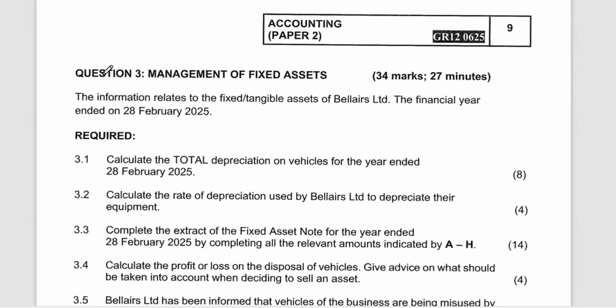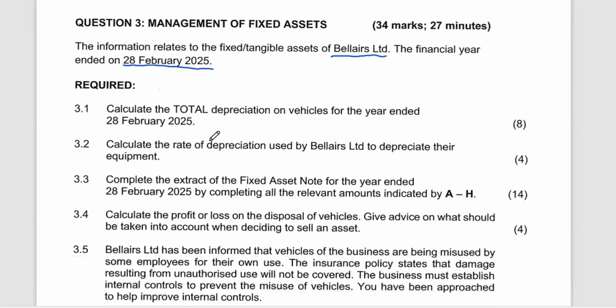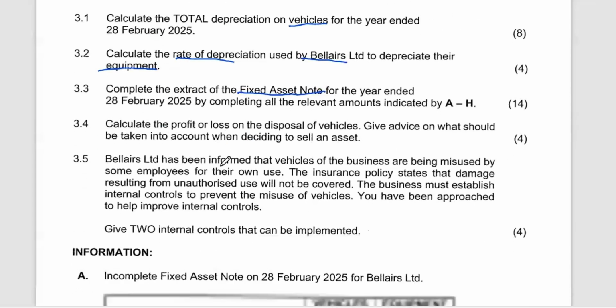So question 3, it's our management of fixed assets. The information relates to the fixed or tangible assets of Bellius Ltd. The financial year ended 28 Feb 2025. So we are required to calculate the total depreciation on vehicles. We also have to calculate the rate of depreciation used by Bellius to depreciate their equipment. We also need to complete the fixed asset note. We have to also calculate the profit and loss on disposals.